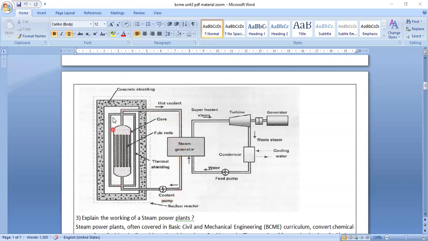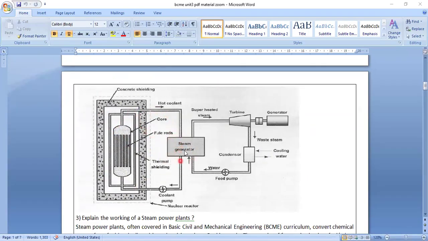Inside, a concrete wall is given; this is the concrete shielding. The uranium fuel rods are kept here. This is the thermal shielding, so the heat stays inside. The concrete shielding is there for protection, so the nuclear radiation does not come outside the wall. What we want is the steam generation.